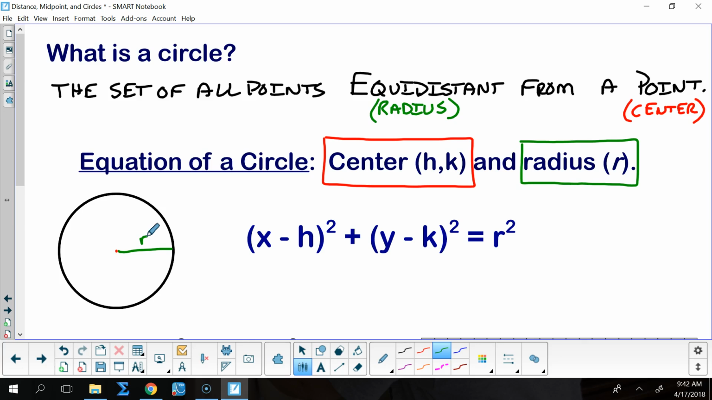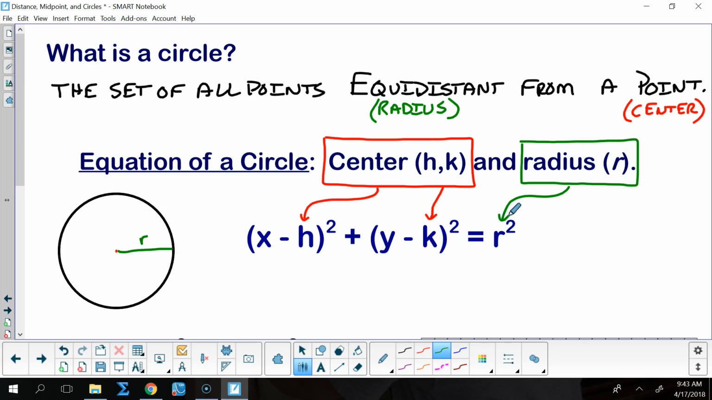The equation of all circles is this. x minus h, quantity squared, plus y minus k, quantity squared, equals r squared. And this center point brings me h, and it brings me k. The radius gives me r.